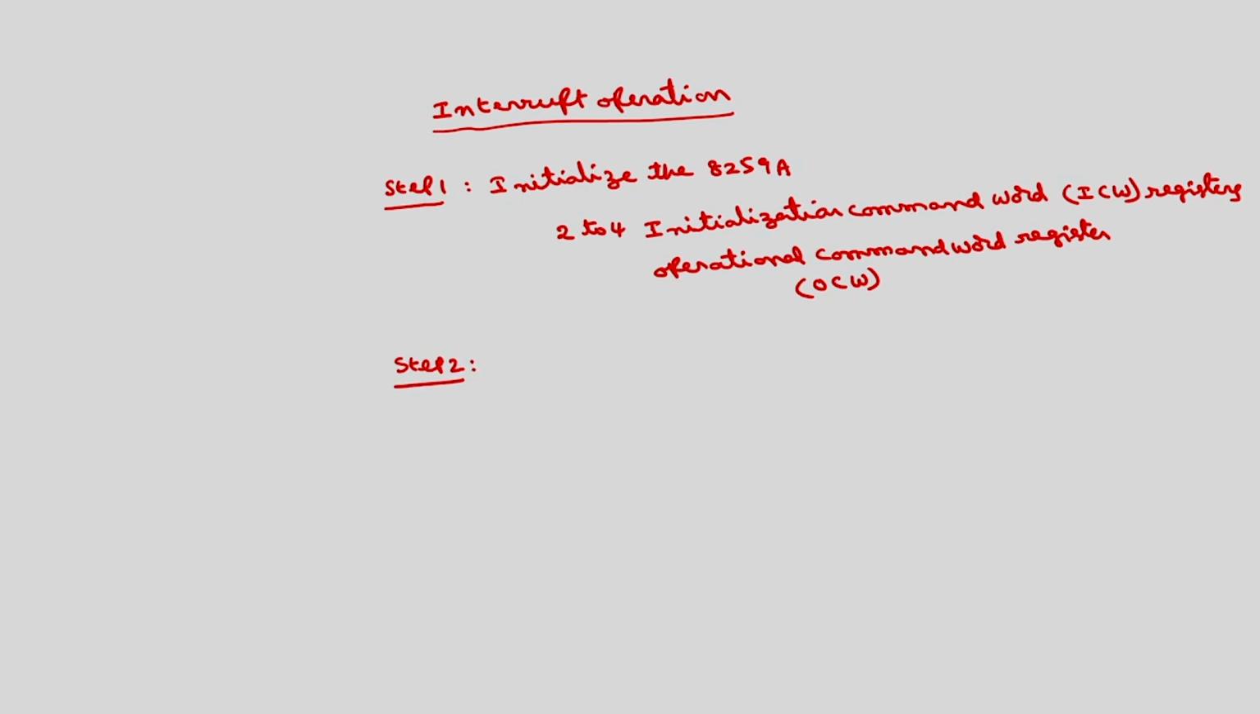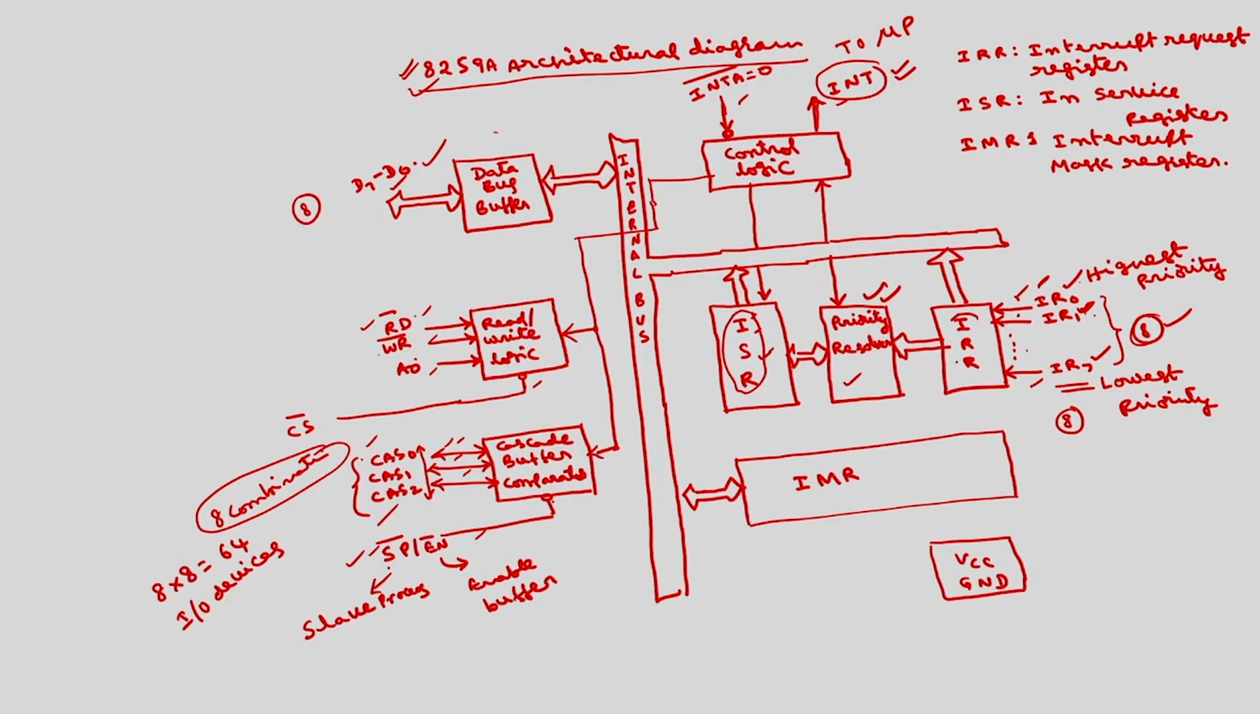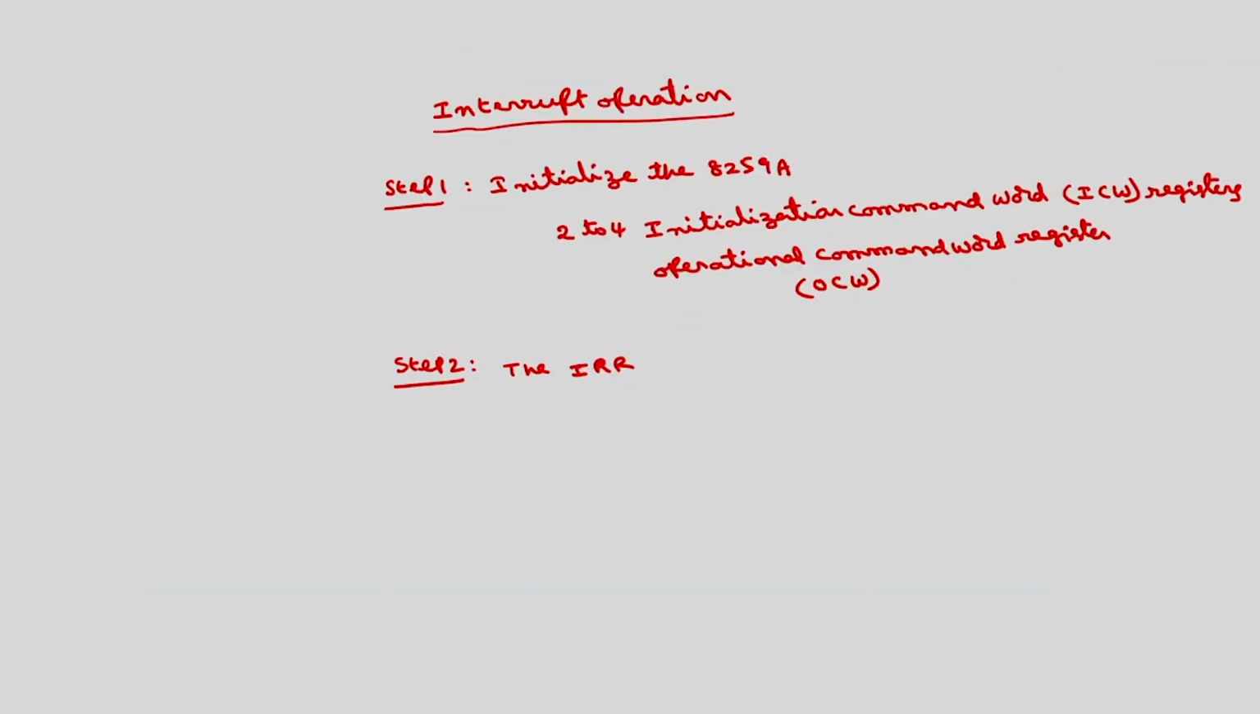After the initialization, the next step is the interrupt request register stores the interrupt requests. We can see in the architecture, here this is the interrupt request register, to which we are going to apply the IRs. As the name implies, interrupt request register, IRR. This stores the interrupt requests.